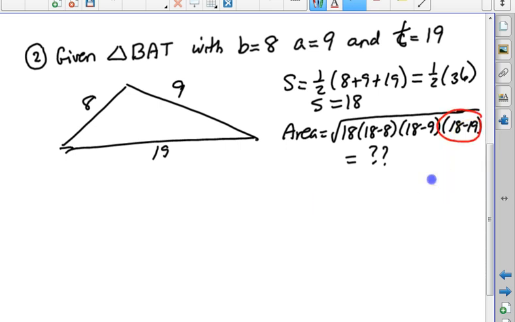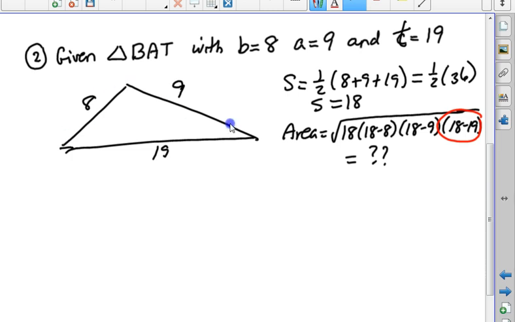When you find the semi-perimeter, it's 18, but when you set up the area formula, you have 18 minus 19, which gives you a negative number. You're taking the square root of a negative number, which is undefined. So what went wrong here? What you have to recognize is I can't possibly make a triangle out of these three sides.